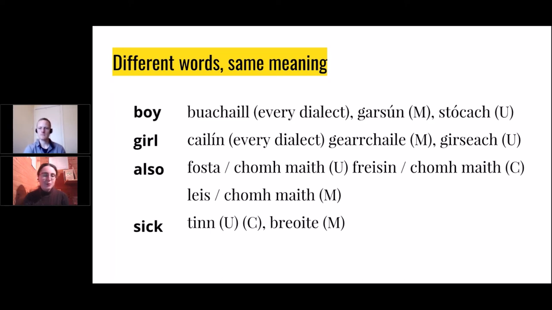So now we go down to the word sick. Here are two words, chin or tyne, depending on your dialect, and we'll go into the different pronunciations. Chin or tyne, and that's sick. So I would say chin. If you're from Munster, you might pronounce it tyne. And in Ulster, I think you would pronounce it chin. I'm not too sure about that. But it's pronounced a bit differently, depending on the dialect.